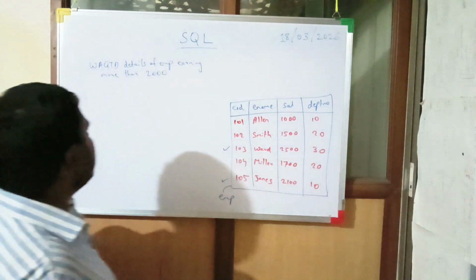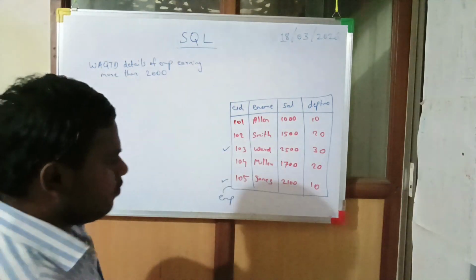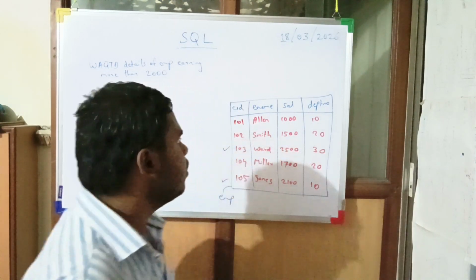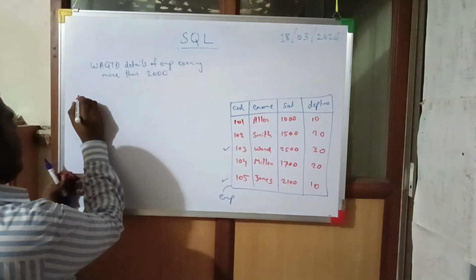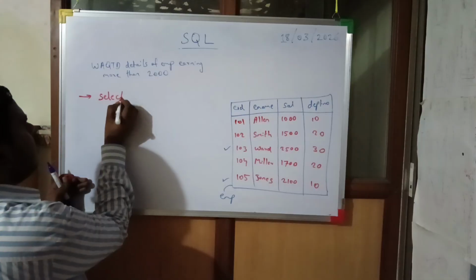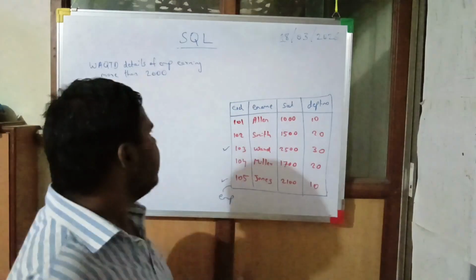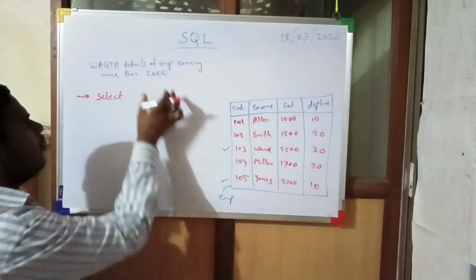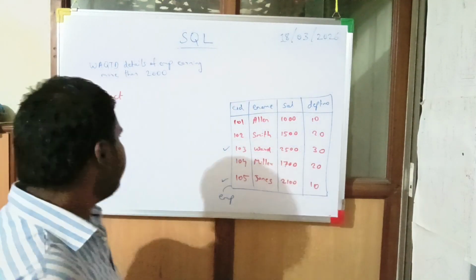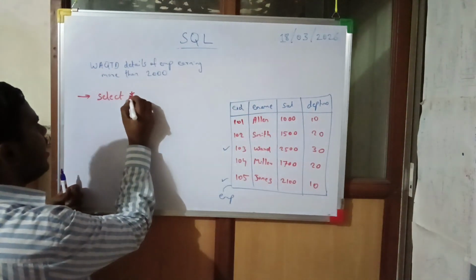No worries. Now how will I get it? First I will write the query, then I will explain how the query is working. I will write the query like this. First, the select clause. In the select clause, what do I want to display? I want to display details of employee, every detail, all the columns. So I will write asterisk: select asterisk.